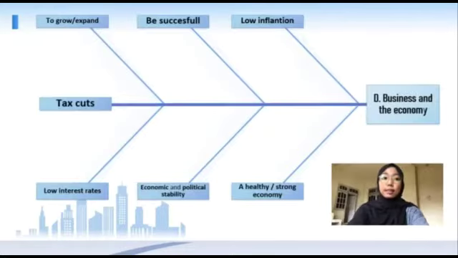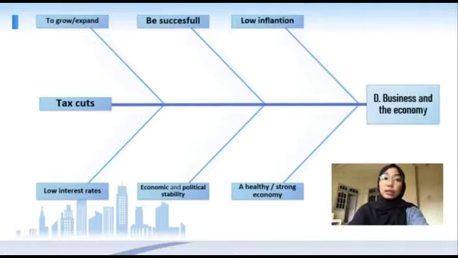And the last one is business and the economy. Most companies want to grow or expand equal get bigger, be successful equal do well and make a lot of profit, low inflation so prices do not go up, low interest rates to borrow money, economic and political stability equal no quick change in the economic or political situation.